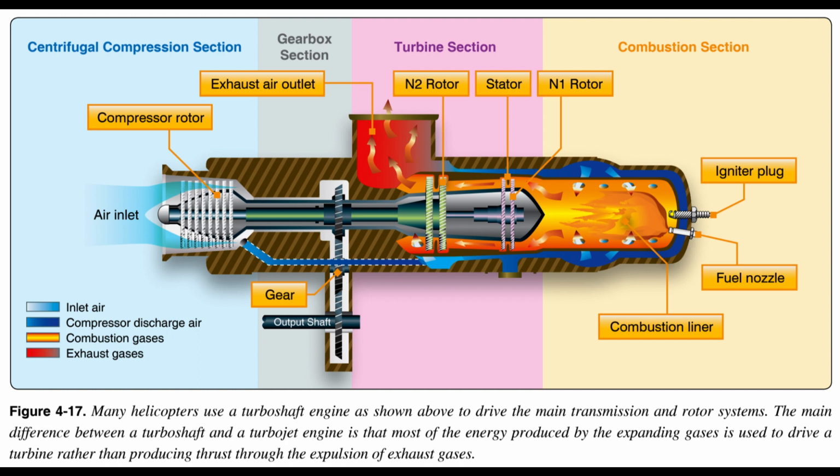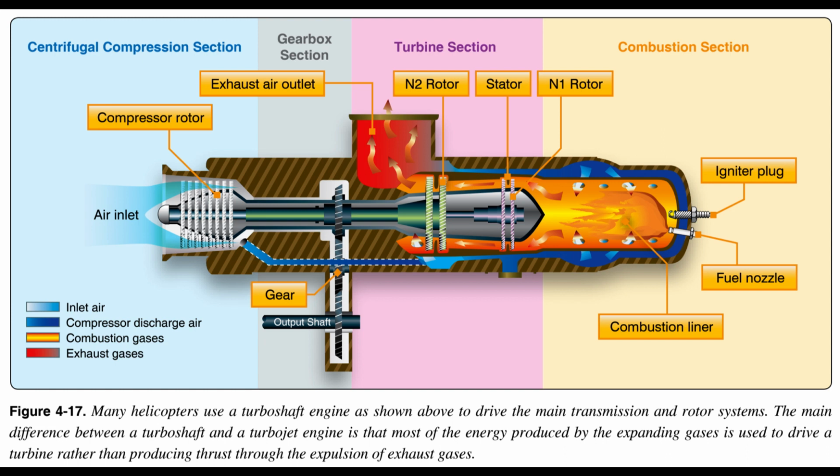The N1 stage drives the components necessary to complete the turbine cycle, making the engine self-sustaining. Common components driven by the N1 stage are the compressor, oil pump, fuel pump, and starter/generator. The N2 stage is dedicated to driving the main rotor and tail rotor drive systems and other accessories such as generators, alternators, and air conditioning.